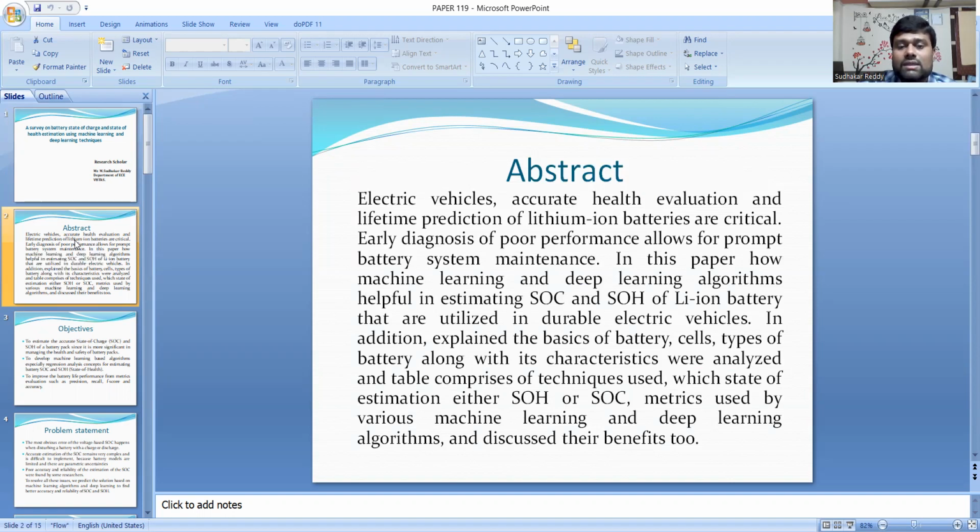In addition, I explained the basics of batteries, cells, and types of battery, along with their characteristics, which were analyzed, and a table comprising the techniques used. With state estimation, either state of charge or state of health, the metric evaluation calculations are done using machine learning techniques and also deep learning algorithms.